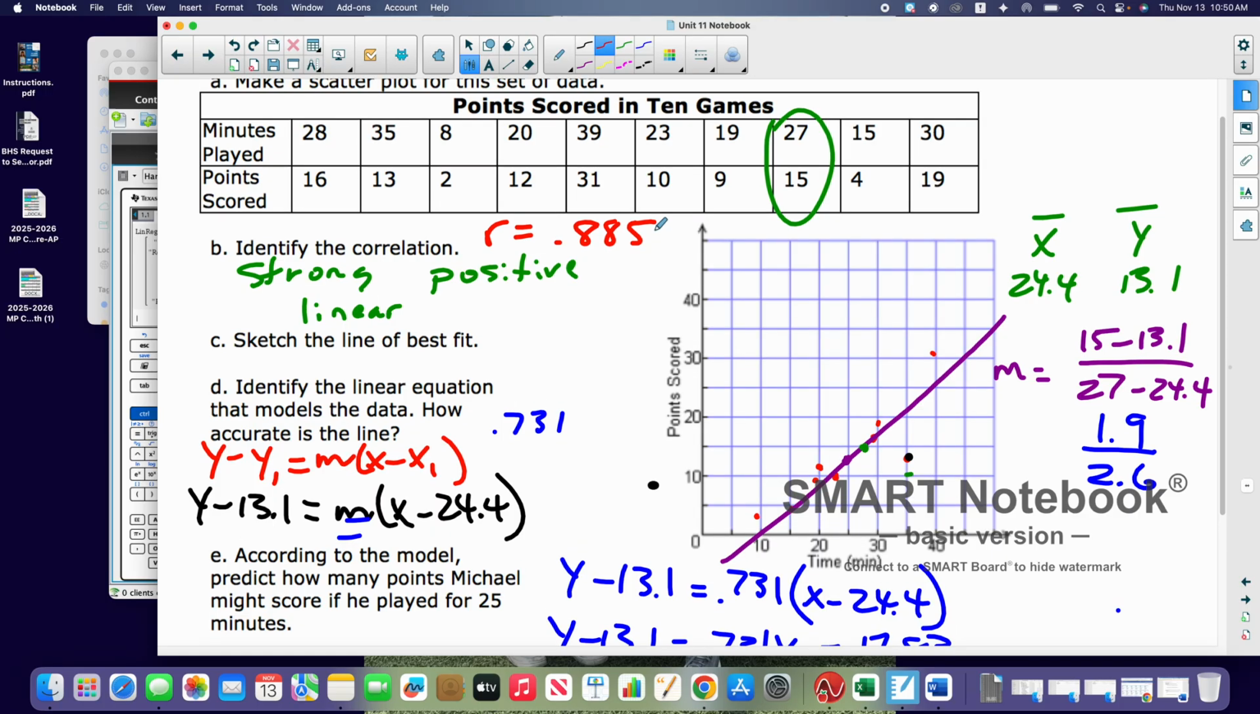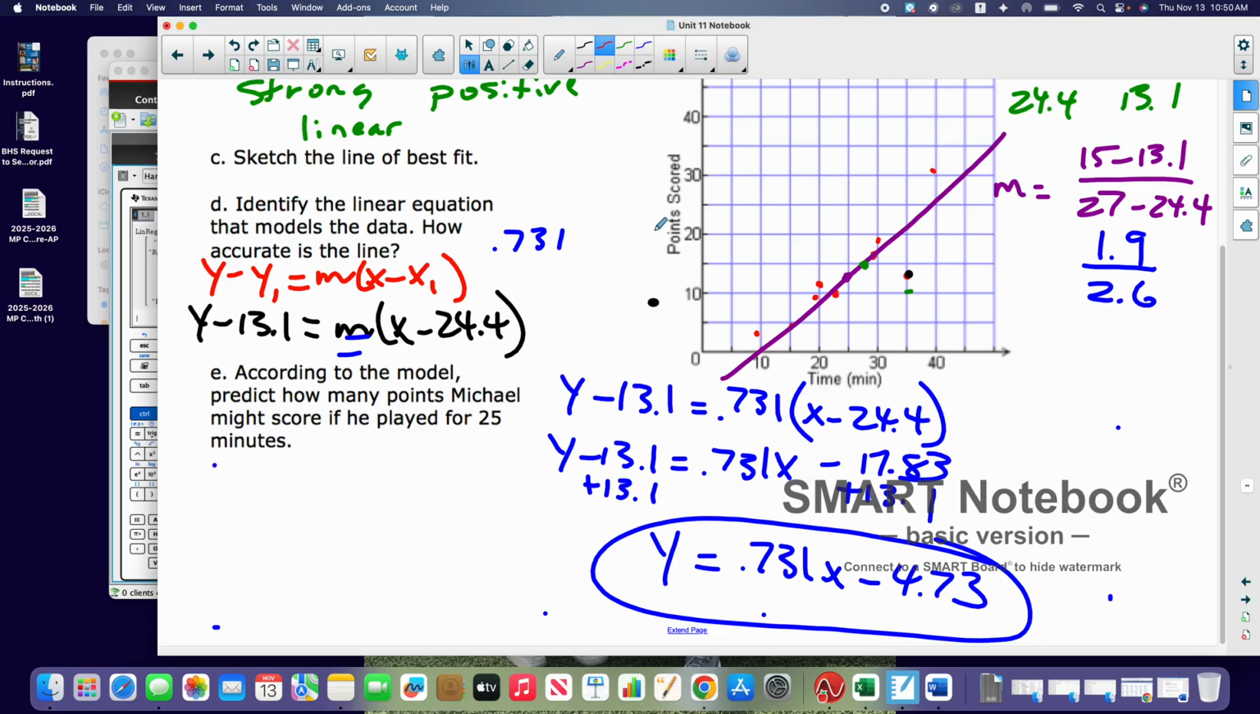Not quite. Do I see 25 minutes in the table? I see 27 minutes. I see 23 minutes, which 25 is kind of in the middle. I could make a conjecture off of that. I could say maybe 12, maybe 13. So I could make a prediction there. But I could also use what?